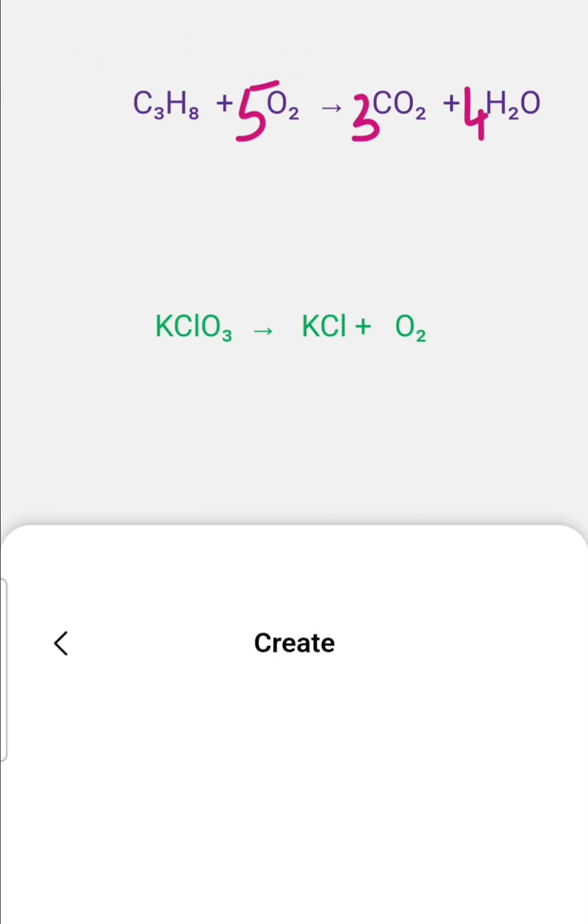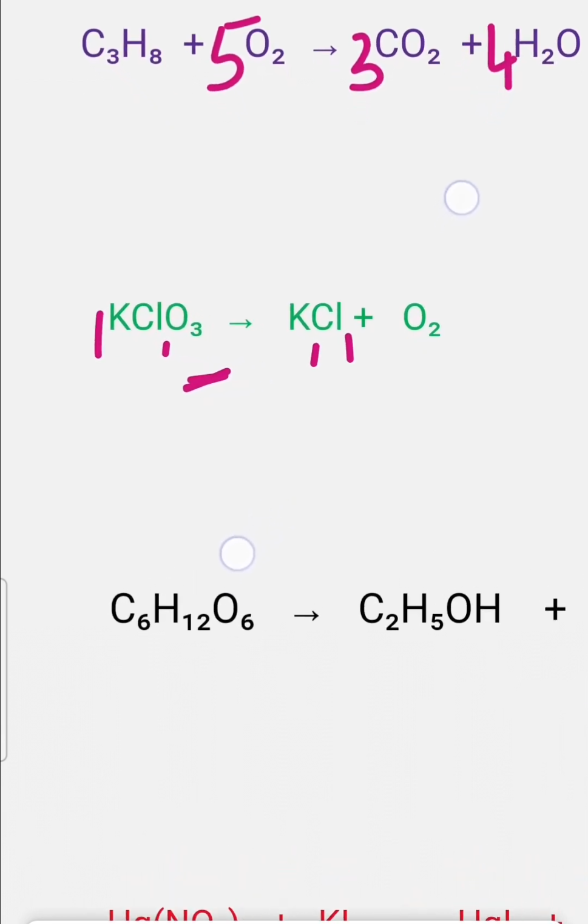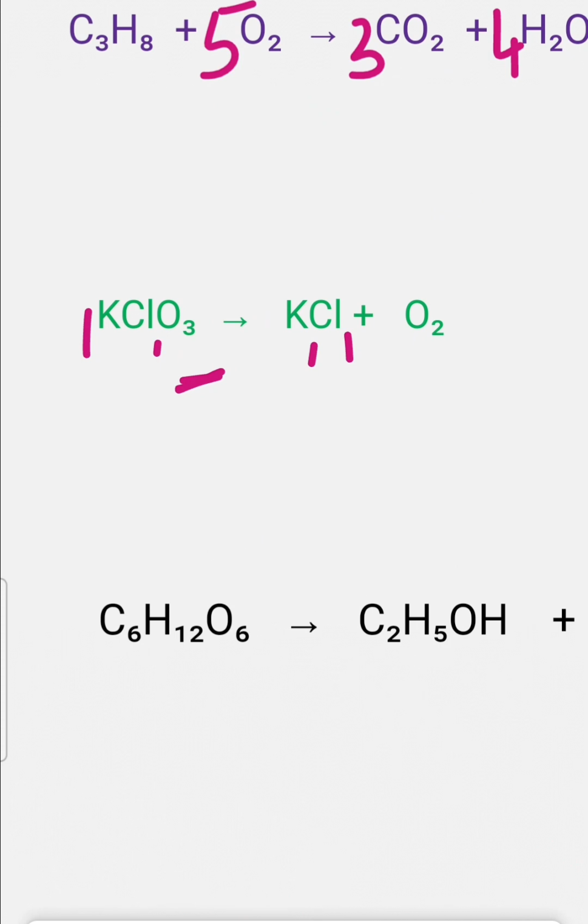Next equation is potassium chloride. Okay. See, here 1 potassium, 1 chlorine. Here 1 potassium, 1 chlorine. It is balanced. But what is unbalanced? See here. Oxygen is unbalanced. What do we have to do? Here 3 oxygen, here 2 oxygen. How can we balance it? It is very simple. 2 times 3 and 3 times 2. 2 threes are 6. 3 twos are 6.